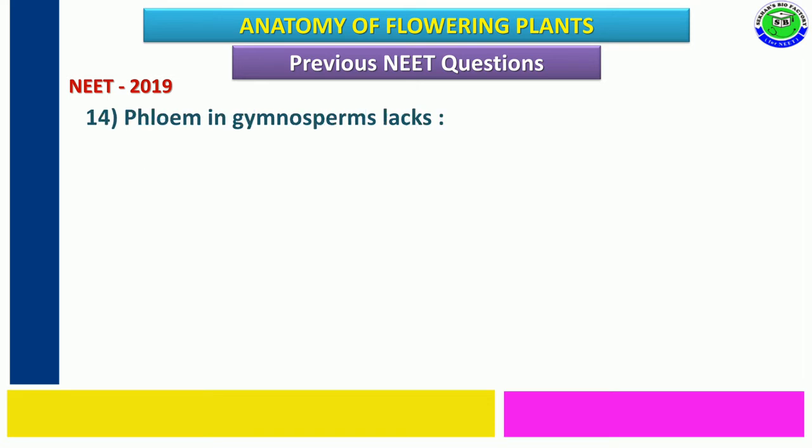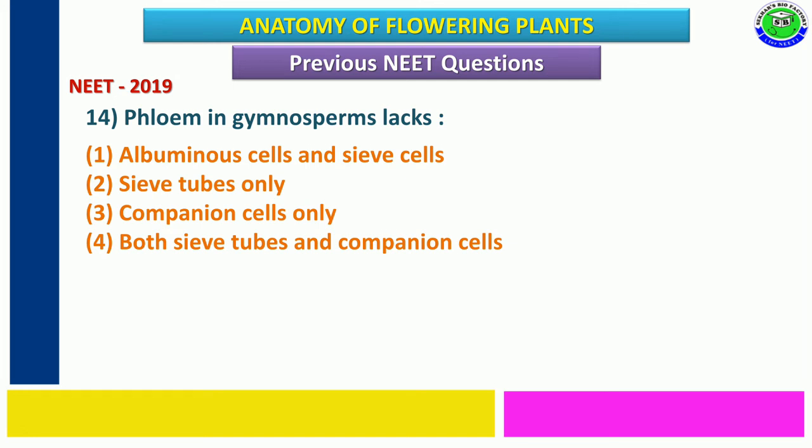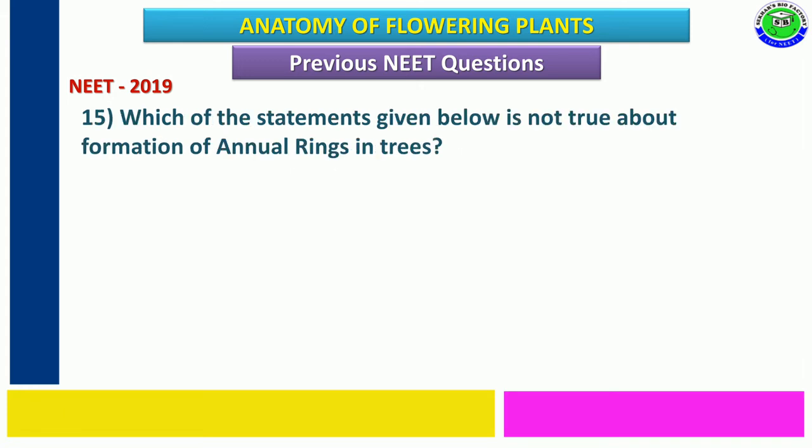Question number 14. Phloem in gymnosperms lacks first option albuminous cells and sieve cells. Second option sieve tubes only. Third option companion cells only. Fourth option both sieve tubes and companion cells. The correct answer is fourth option. In phloem of gymnosperms, it does not have sieve tubes and companion cells, but it consists of sieve cells and albuminous cells.